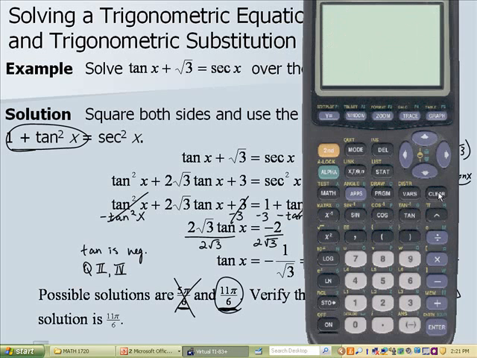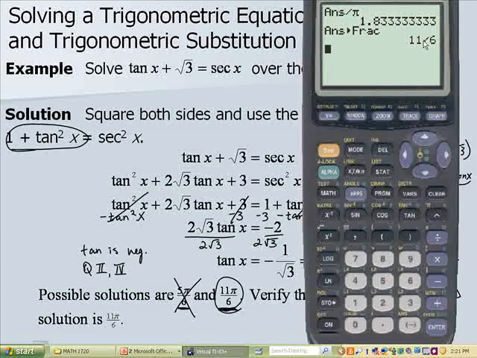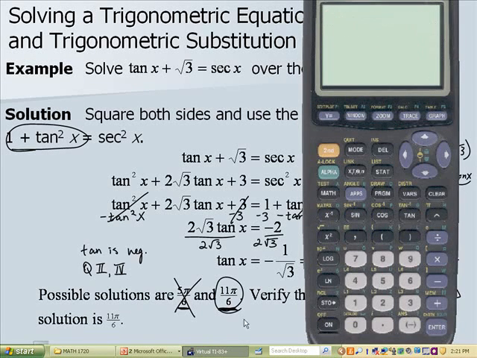Let's clear our screen, and remember we can find what it is in fraction form by simply dividing by pi and changing to a fraction, and then adding pi back into our numerator, so we see that our answer was only 11 pi over 6.